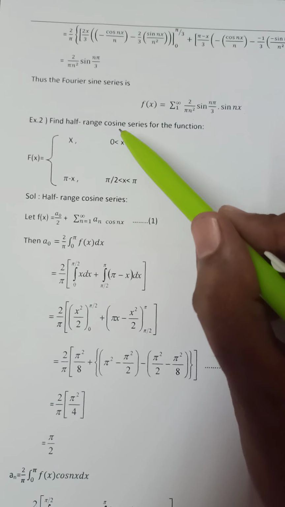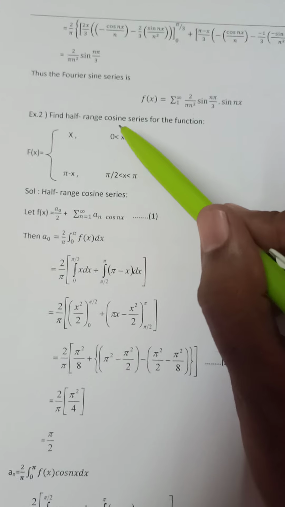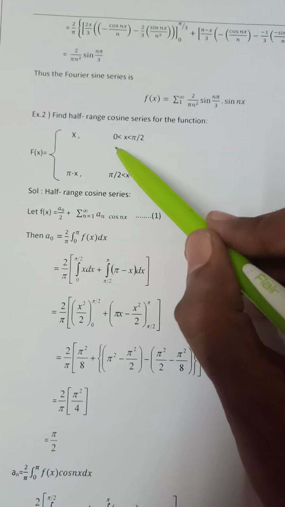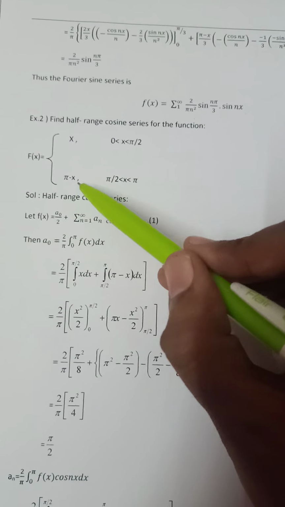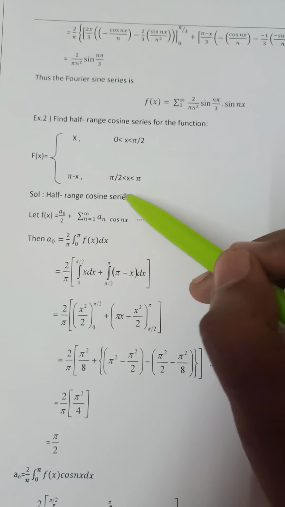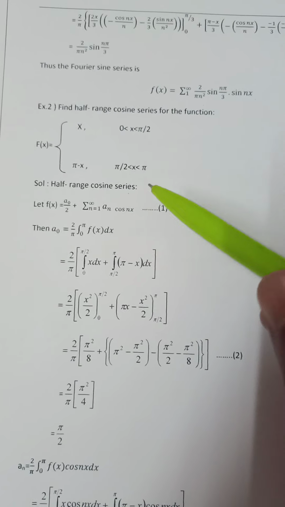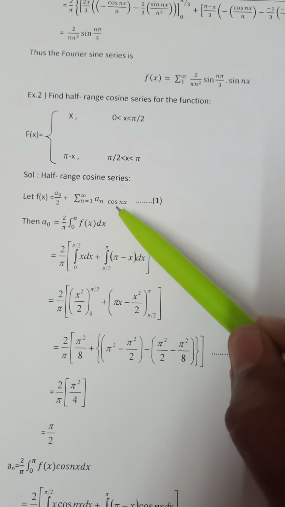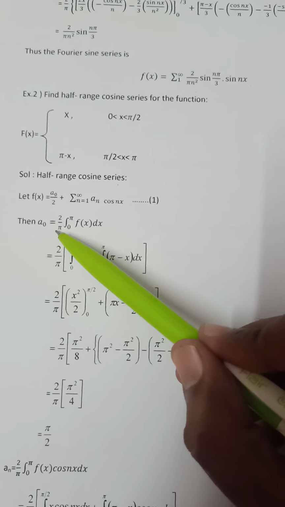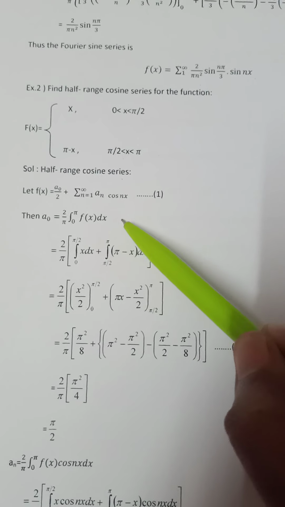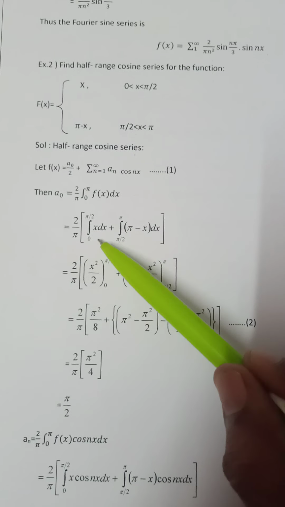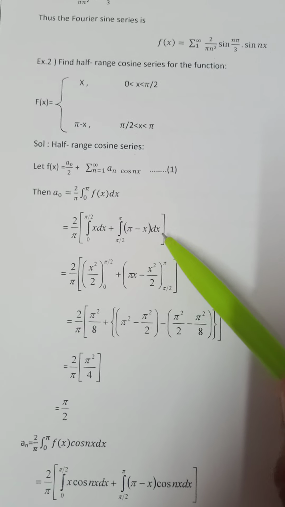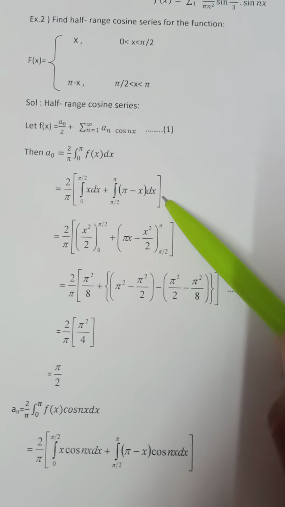Now next example: find the half range cosine series for the function f of x equal to x for 0 to pi by 2, and pi minus x for pi by 2 to pi. The half range cosine series is given by the formula f of x equal to a naught by 2 plus summation of a n cos of nx, where a naught is given by 2 upon pi integral 0 to pi f of x dx, or it is 2 upon pi times integral 0 to pi by 2 of x dx plus integral pi by 2 to pi of pi minus x dx. Now just integrate the terms.